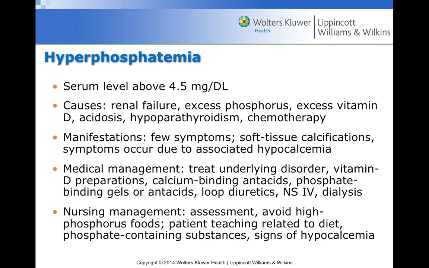Now we switch gears and look at hyperphosphatemia, which is that level that exceeds 4.5. Various conditions can lead to this, however, the most common is renal failure. Other causes include increased intake, decreased output, or a shift from the intracellular to the extracellular space.